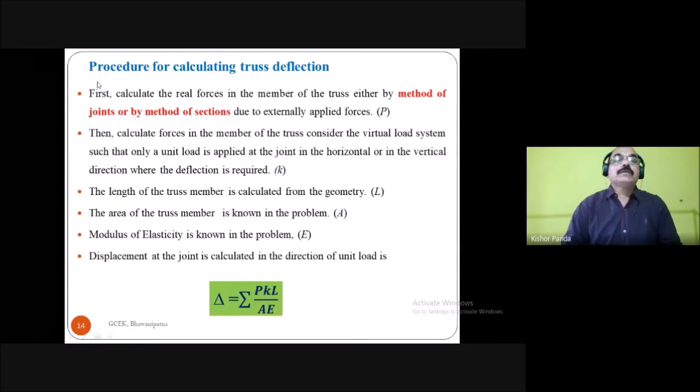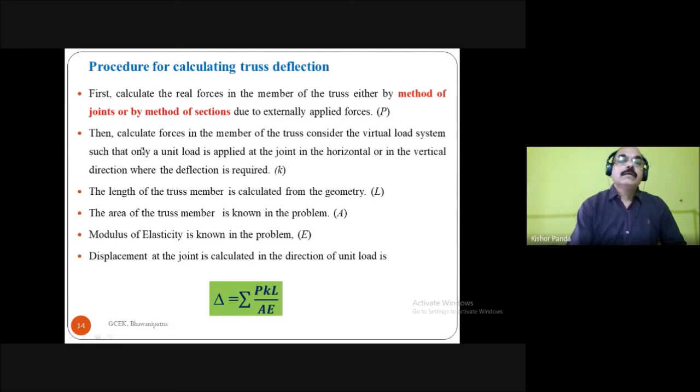These are the procedures you have to remember: the procedure for calculating truss deflection. First, calculate the real forces in the members of the truss, either by the method of joints or the method of sections, due to the externally applied forces. By considering the forces given in the truss, you have to find out the forces in the members. Using these two methods, you can find the real forces in the members of the truss due to the external applied forces.